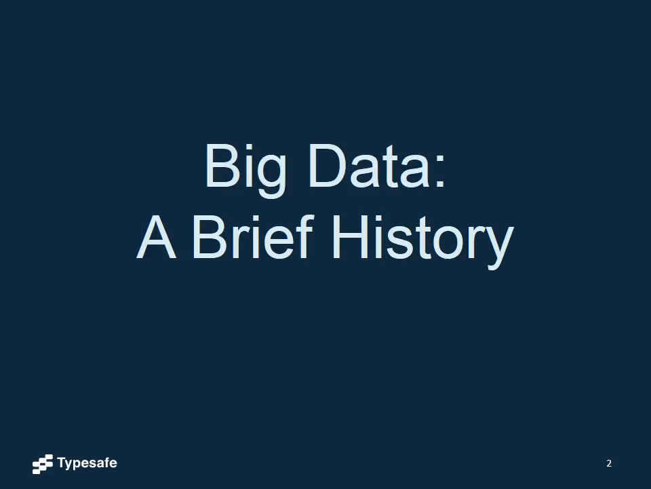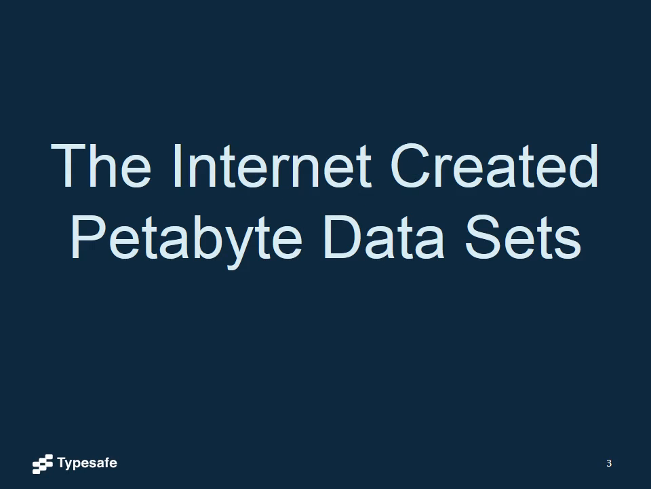So just a brief history of big data and how we got to where we are today. The internet basically created petabyte data sets. Well, it may be that the NSA had them already, but nevertheless, the ones we know about were created over the last 20 years or so as companies like Google and Yahoo, eBay, Twitter, and so forth wrestled with unprecedentedly large data sets that just weren't manageable with traditional tools like relational databases and so forth. So that kicked off quite a bit of innovation to invent new tools for dealing with these data sets.